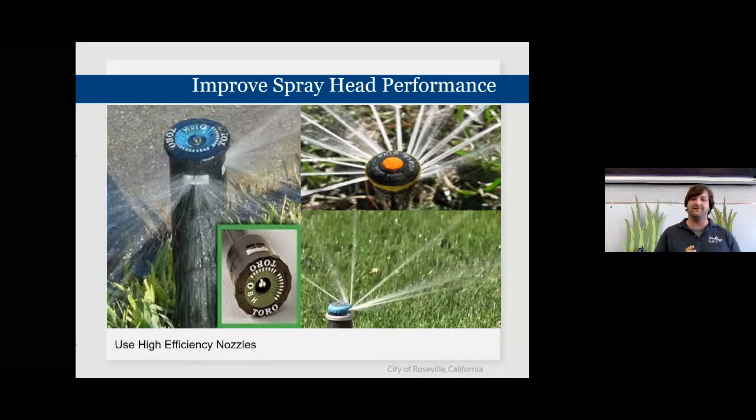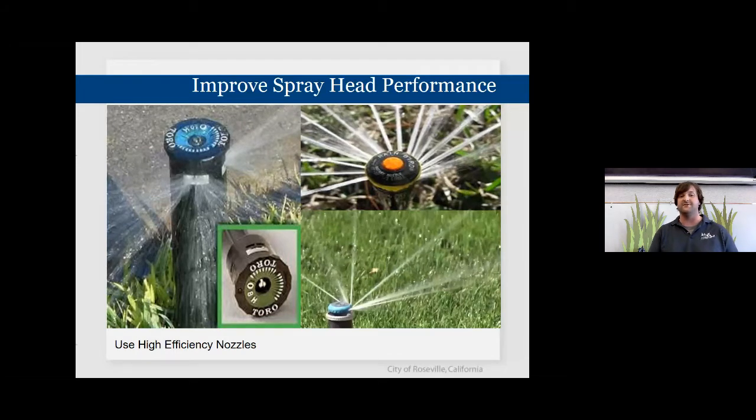You can also improve your spray head performance by installing rotating stream nozzles, like Toro Precision nozzles. These look like little fingers going across the lawn. That's what I always tell my customers when I'm trying to find a way to reference it to them. Oh yeah, I know what that is. These use about a quarter of the water that regular sprinklers use. That said, you do have to run them a little bit longer, but in the end, you're still going to be using less water than the regular sprinklers do.